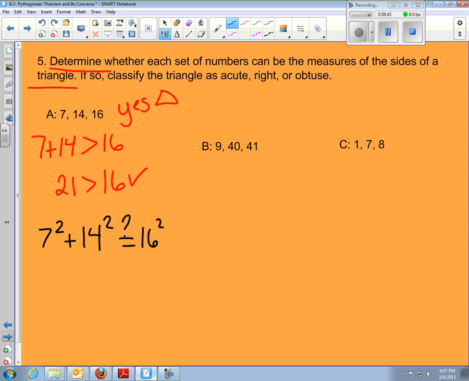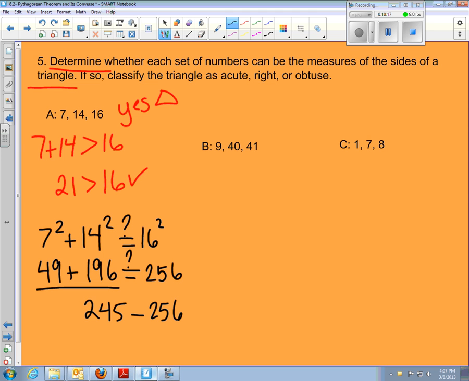Go ahead, pause the video, come back, see what 7 squared and 14 squared is. All right, 7 squared is our 49. 14 squared is our 196. We want to know, is that equal to 16 squared, which we have is 256. Go ahead and add the 49 and the 196. And we have 256 over here. We want to know, is that equal? Is that going to be less than or greater than? We get 245, and 245 is going to be less than 256.